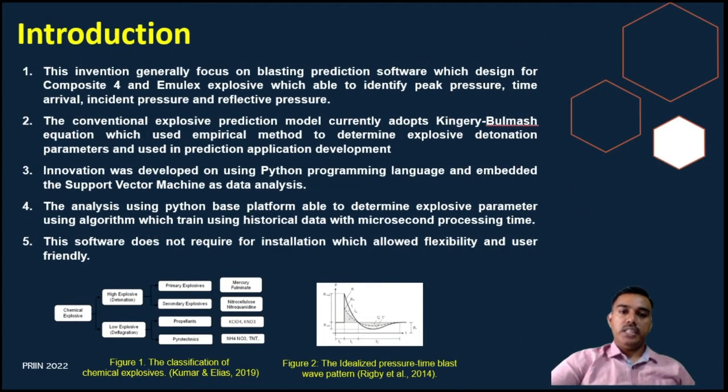Introduction. This innovation is a prediction software for Composite 4 and Emulex explosive material. The software is able to predict the blasting impact, focusing on four main parameters: peak pressure, time of arrival, incident pressure, and reflective pressure. This innovation replaces the conventional method, which uses serial blasting experiments to generate predictions. The software uses machine learning, more specifically the support vector machine or SVM method, to generate explosive predictions.